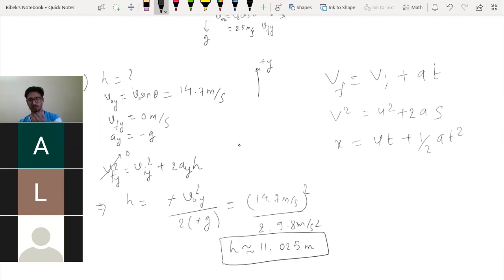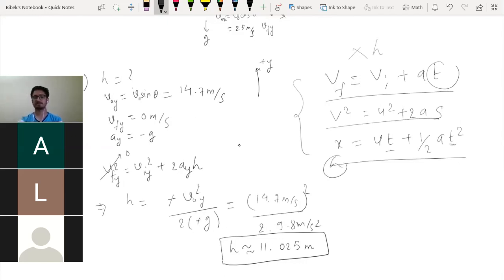So these are the 3 equations of motion you have to deal with in the kinematics. But here we have the distance as unknown and the time is also unknown. So if you want to use this equation, you need to find the time first, and then you can use this one. But this equation can't give you the h because it's not involving distance. So either you have to use this one or this one. So you need to find time so that you can find h like this.